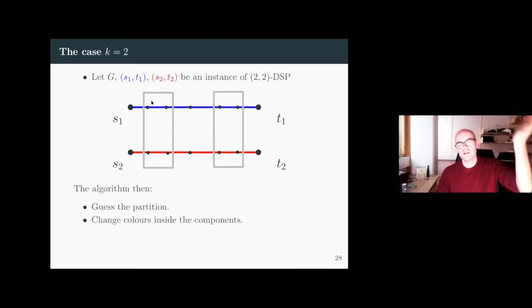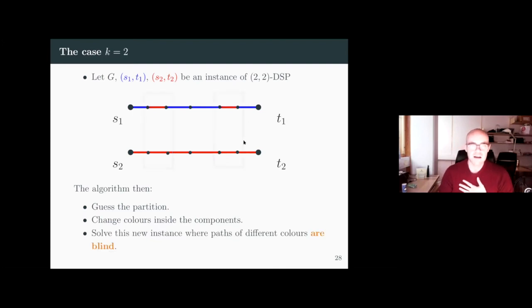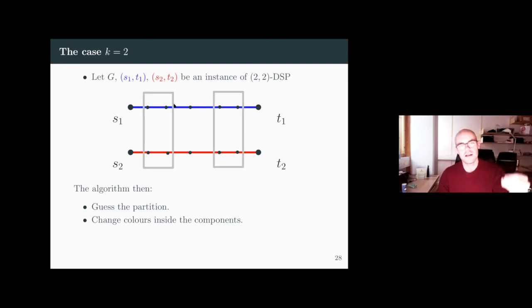So suppose you have S1T1, S2T2. Okay, and so now what you do is you guess this partition, so this nice partition into blind paths. So you have a finite number of points to guess and a finite number of connected components to guess. And again, you will change the color of the paths in these components. Let's say the blue one, okay?